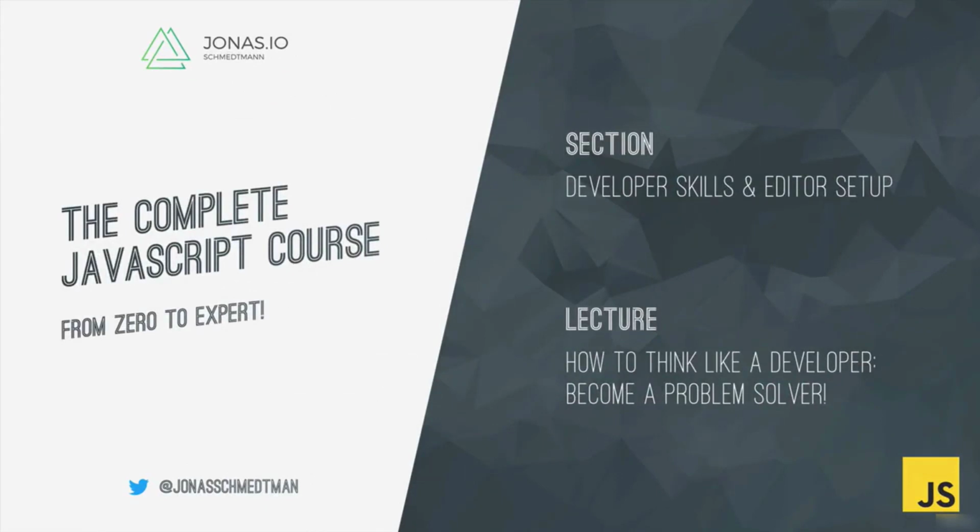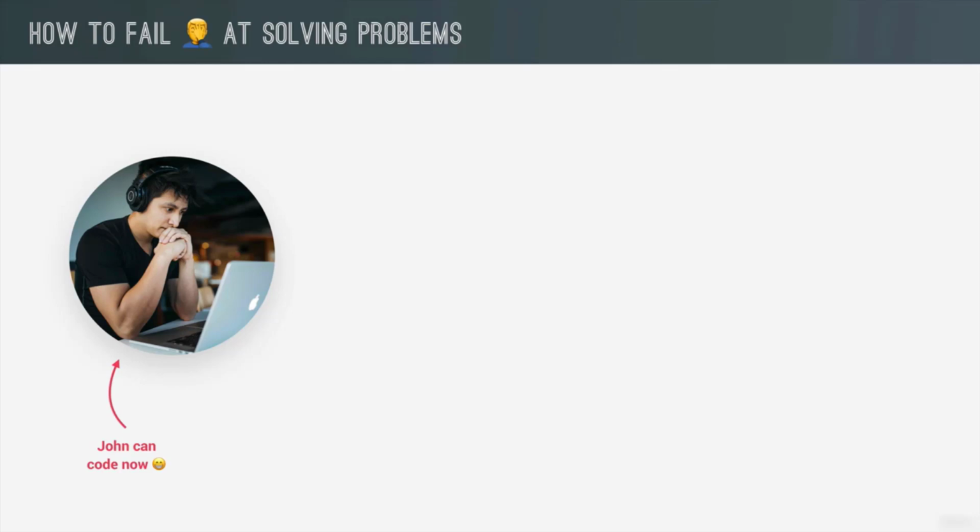In this lecture, we're going to talk about solving problems. Solving problems is one of the most important things in programming. So if your goal is to become a great programmer, you need to learn how to deal with problems effectively. So in this video, I will show you how to think as a developer by solving problems using a simple 4-step framework. And let's use our friend John again.